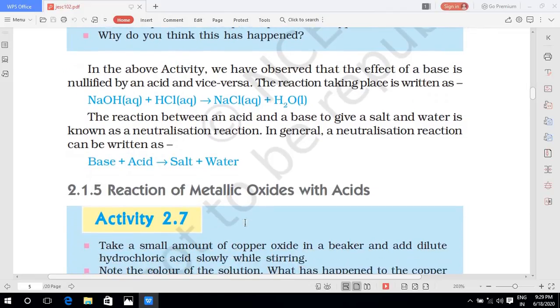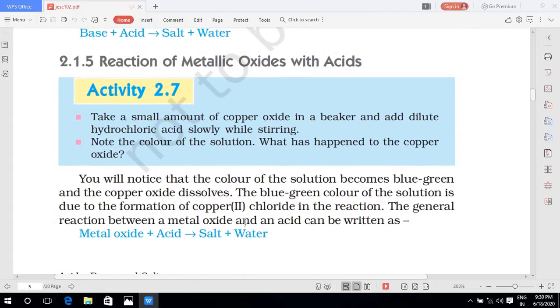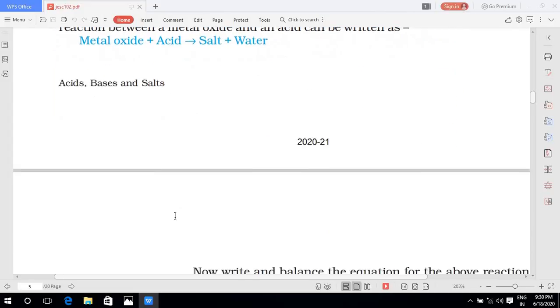Reaction of metallic oxides with acids. Metallic oxides, when they react with acid, give off salt and water. So we can conclude that metal oxide and acid react together to form salt and water. So the metal oxide is basic in nature, because in this equation, the metal oxide basically replaces the base. So the result is almost the same thing. When acid and base react together, they give off salt and water. So just like that, when metal oxide reacts with acid, it gives off salt and water.